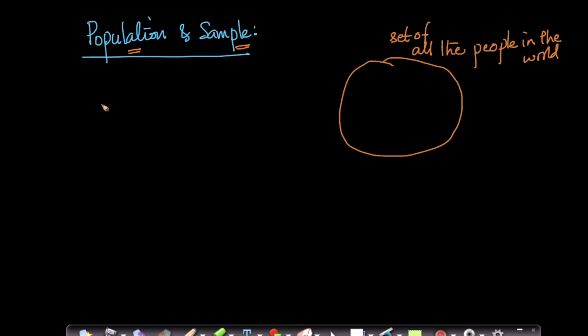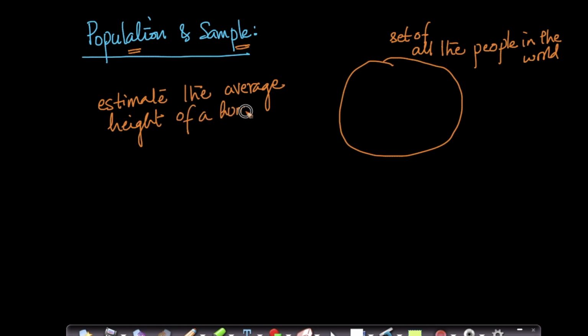Now let's take a simple example. Imagine if I want to estimate the average human height, the average height of a human. Okay, imagine that to be my problem that I want to solve. What is one way to solve it?